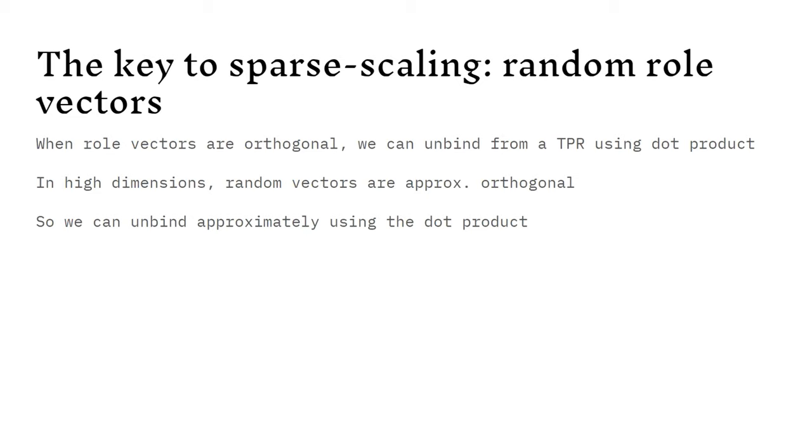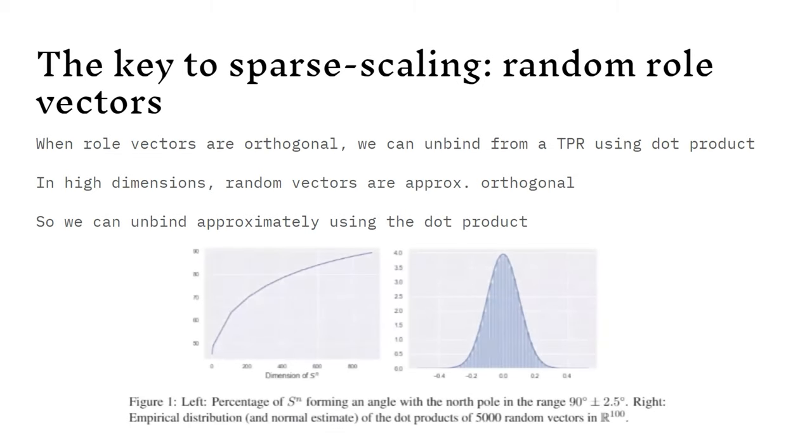So one might assume that at least to some degree, we would be able to unbind approximately using the dot product. Here we can see the degree to which these random vectors are approximately orthogonal. On the left, we have the percentage of the unit sphere in n dimensions that is within 2.5 degrees of a 90 degree angle from the North Pole. So this is kind of like, if you pick a vector, what percentage is at a 90 degree angle from it? And very quickly, it becomes over 50%. By the time you're at 400 dimensions, it's at like 80%. By the time you're at 800 or 900 dimensions, it's already up to 90%.